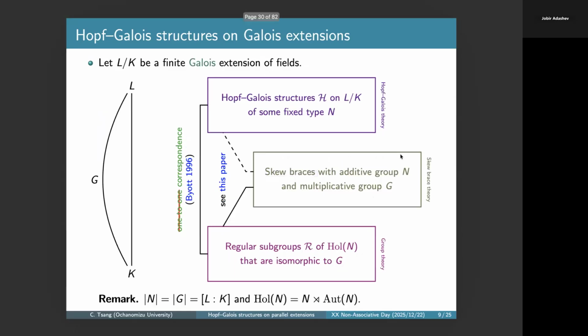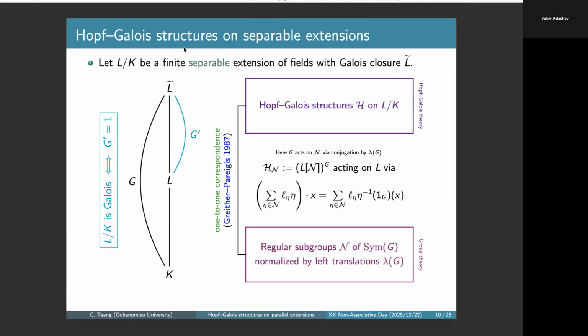Now, this is the Galois case. What about the separable case in general? Instead of a Galois extension, just let L over K be a finite separable extension, not necessarily Galois. Now I'll let L tilde be the Galois closure. So G still represents the Galois group, and here I'll write the Galois group up here to be G prime. So the extension is Galois if and only if G prime is actually 1.